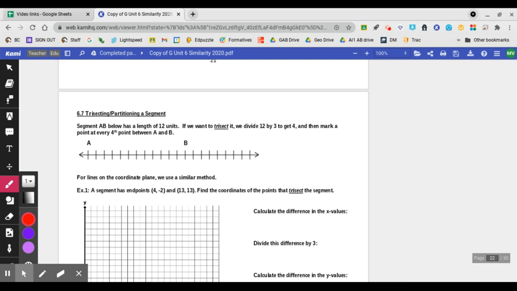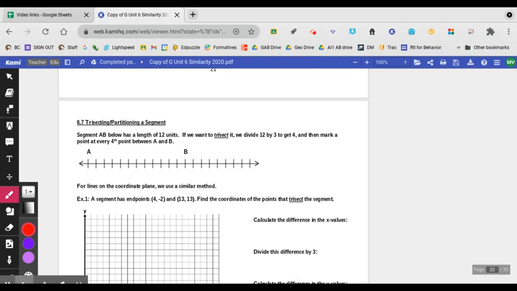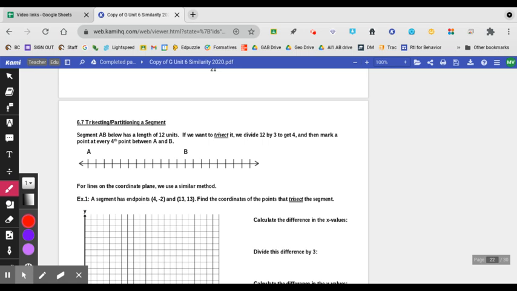Hello everyone. Today we're going to do 6.7, trisecting or partitioning a segment. So we know when we want to split a segment in half, we use the midpoint formula. So the midpoint is (x1 plus x2 over 2, comma y1 plus y2 over 2). And that finds our middle, or half.